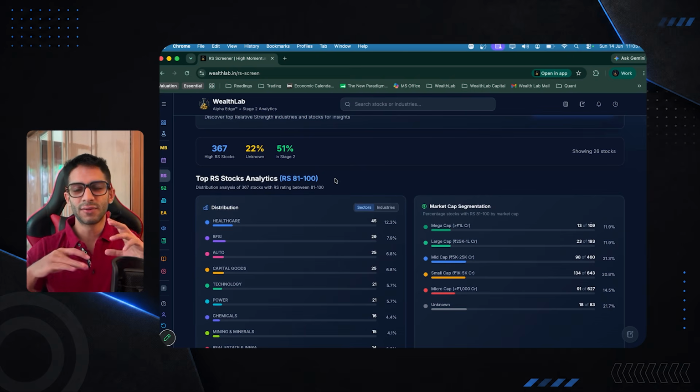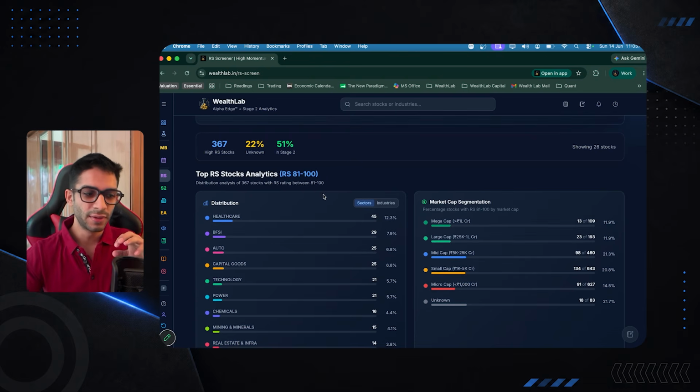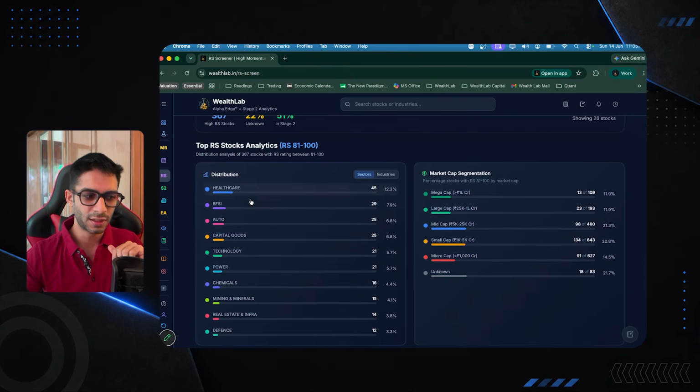The idea of doing this exercise is to see where the strength, the leadership, is situated in the market right now, to get a broad idea of, okay, these sectors or these industries or these themes are what I want to look at and not the other ones. So we'll see what sectors are important right now, and we see that the top 20% of the stocks are coming from healthcare, BFSI, auto, capital goods, technology, power, chemicals, and these are the top 10 names. At the same time, we see that the market caps are focusing on mid cap and small cap, while mega and large cap are not as much in focus.